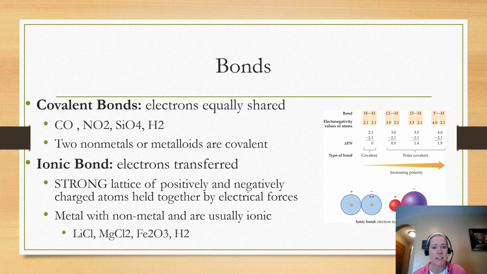In an ionic bond, the electrons are actually transferred. The definition is a strong lattice of positively and negatively charged atoms held together by electrical forces. Examples are lithium chloride, magnesium chloride, ferric oxide, and H2 can fall in that. Well, sorry, H2 should not be on there. Cross that off.